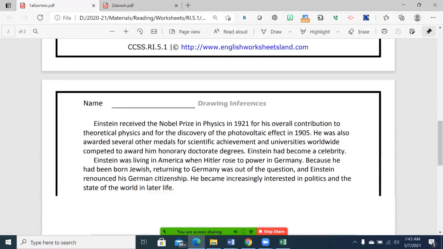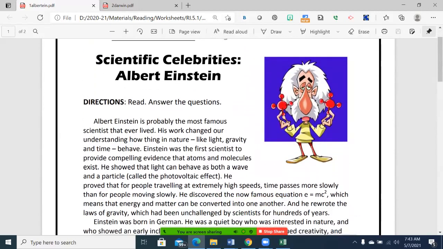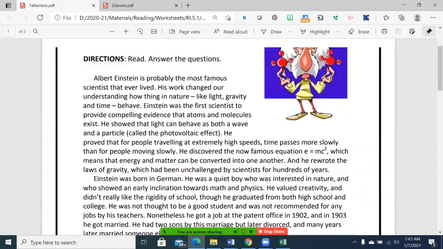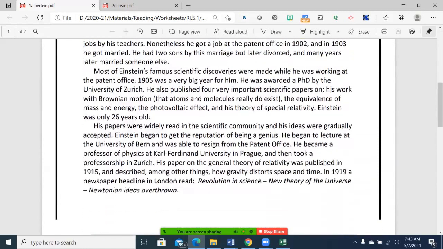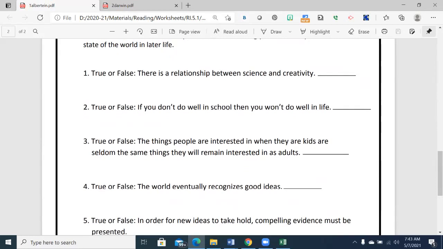So let's look at what we're looking for in our first article about Albert Einstein. We're going to look at: is there a relationship between science and creativity? That's a true or false. They're all true or false. So that's what we need to know. We need to know if there's a relationship between science and creativity.